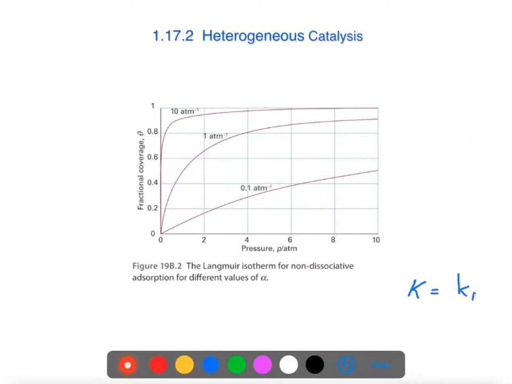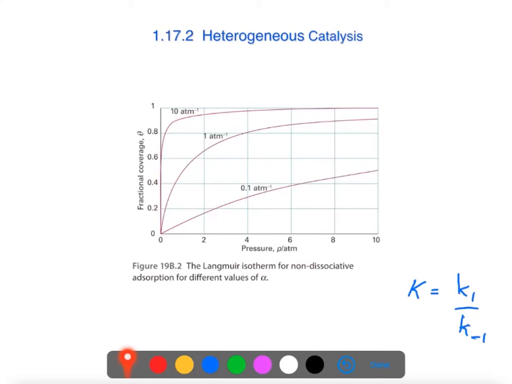We'll refer to it as equilibrium constant, uppercase K, which we know from previous examples is a ratio of the rate constants for this equilibrium. And so as the equilibrium constant increases in value, what that is effectively saying is that the rate constant for adsorption is larger in magnitude than the rate constant for desorption. In that scenario, we see that we have almost complete coverage at very low pressures.